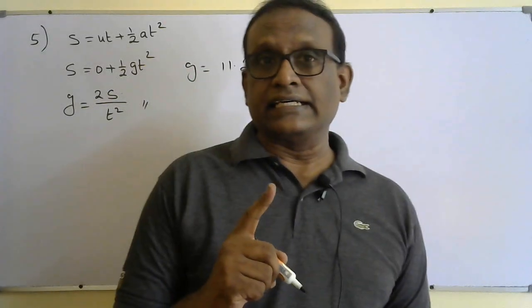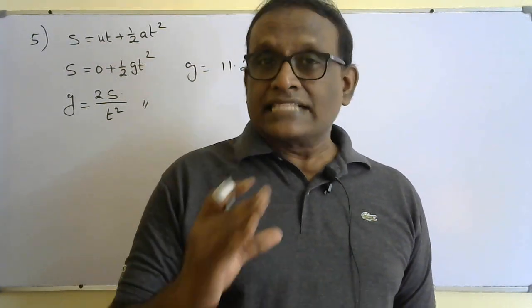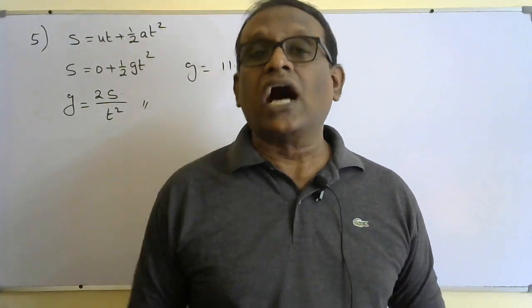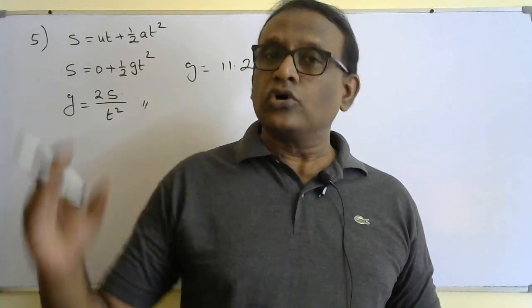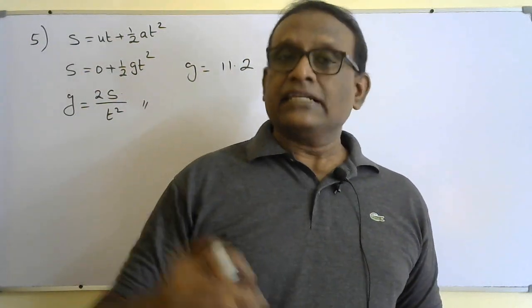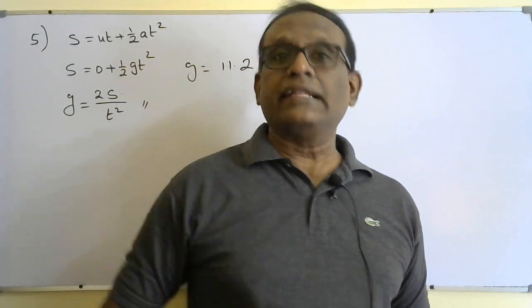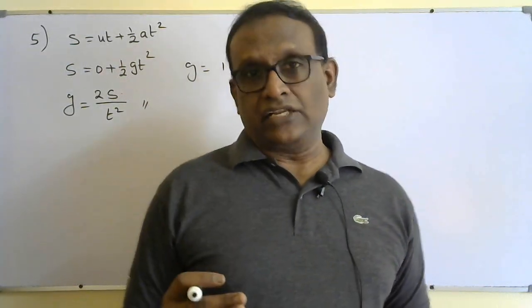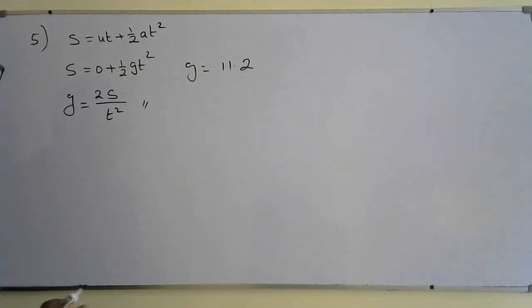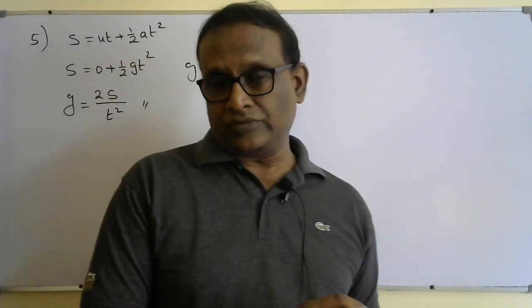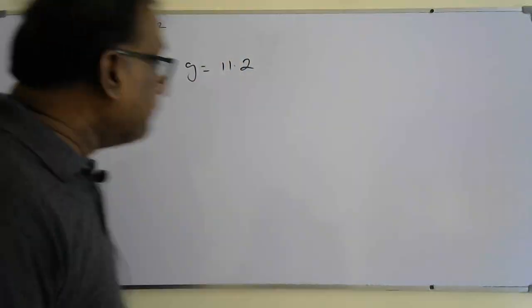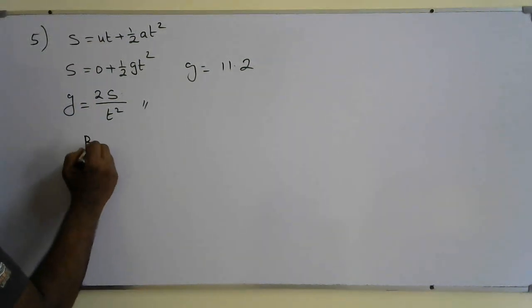So the mistake here is that the measurement of s is wrong. He measured a larger value than the actual value, so he should correct it. That means he should measure it again, and it should become smaller than the earlier value. Then the g value will become smaller than 11.2, which could be 9.81. So the correct answer is B. Question number 5, correct answer is B.